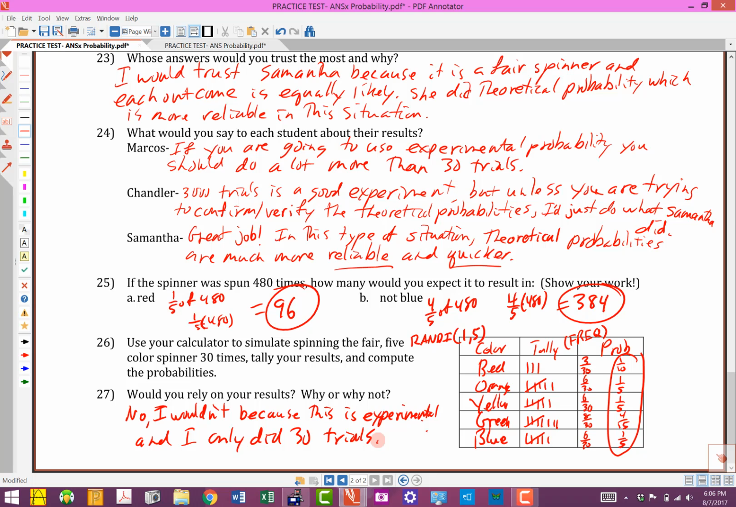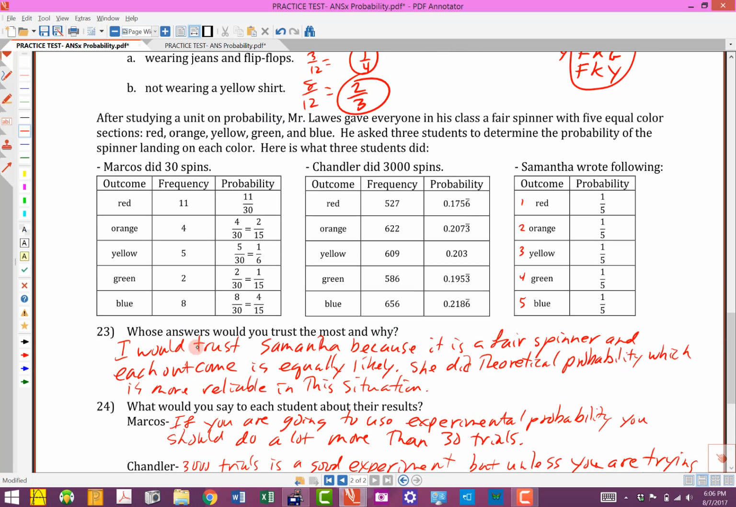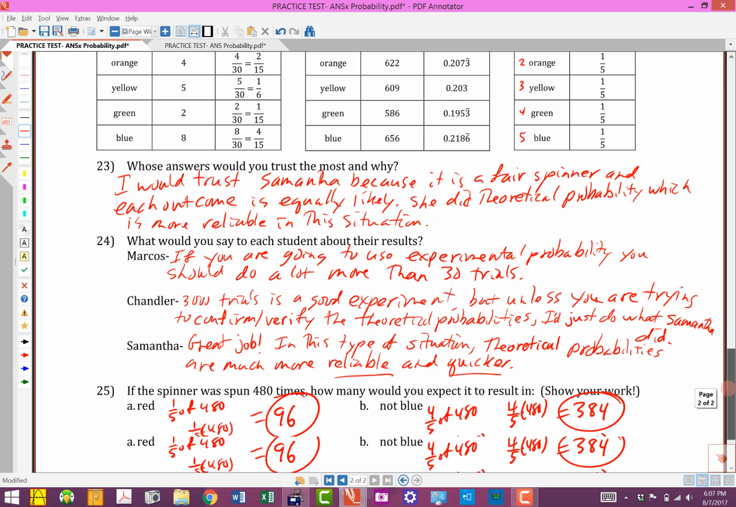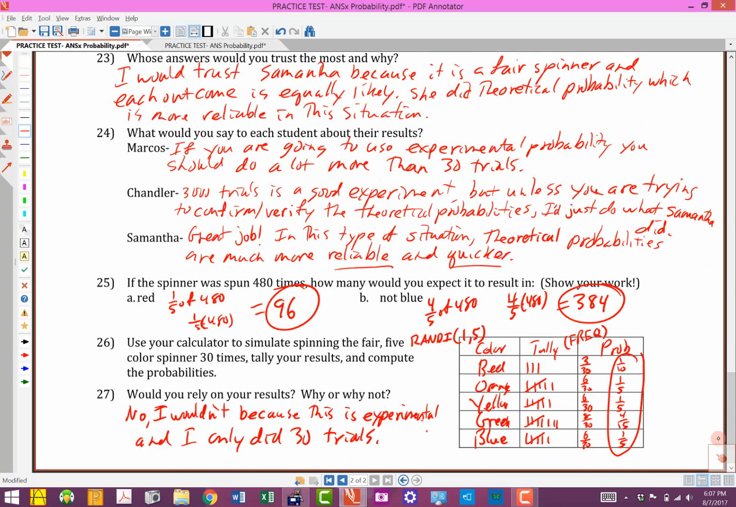Okay, so there's nothing wrong with doing experimental probability. I mean, most of the time we rely on theoretical probabilities, especially when things are equally likely. If we've got a good reason not to, or we want to do some verification or something like that, that's when we do experimental probabilities. But again, experimental probabilities become really reliable when we do lots and lots of trials. So doing 30 trials right here, we'd be kind of in Marcos's situation up here, where he only did 30, and yeah, he got kind of close, but not nearly as close as what Chandler did when he did 3,000 spins.